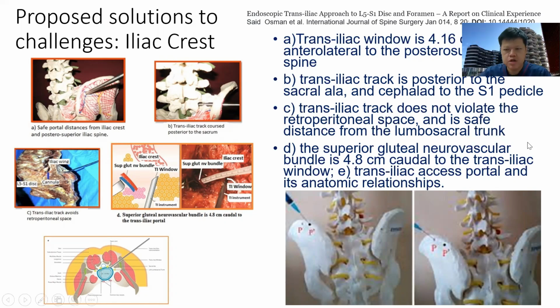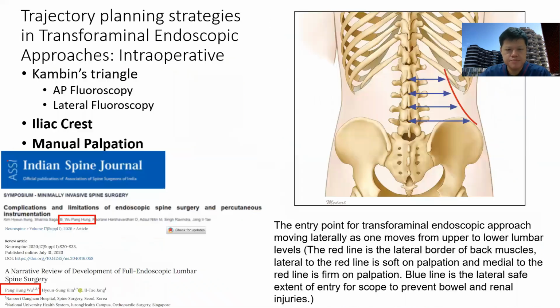The transiliac tract does not violate the retroperitoneal space and is a safe distance from the lumbosacral trunk. Actually, it's also far from the gluteal neurovascular bundle. Personally, I do not do the transiliac approach. I mainly do the suprailiac approach. If there's a need for a transiliac approach, I tend to do an interlaminar or interlaminar contralateral approach.